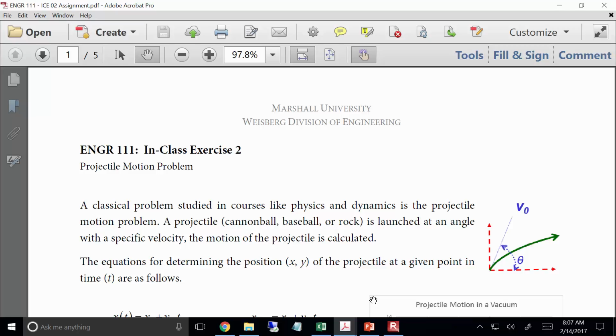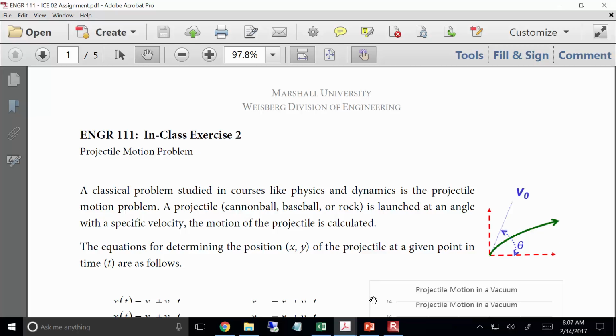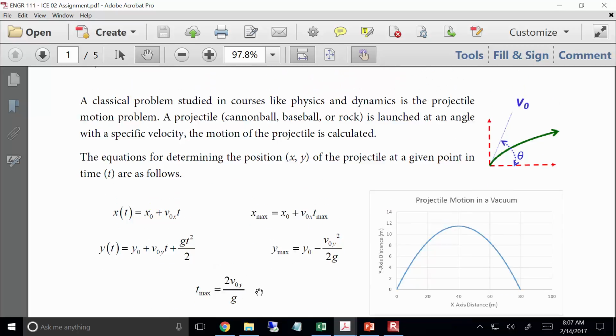Now the path that projectile follows is a function of a few things. Number one, it's a function of the acceleration due to gravity. In other words, if I did the exact same thing here on Earth versus here on the moon, I'm going to have a different motion because there's a different acceleration due to gravity on the moon than there is on Earth. Now for us, that's a constant. We take negative 9.81 meters per second squared. So that's the acceleration due to gravity.